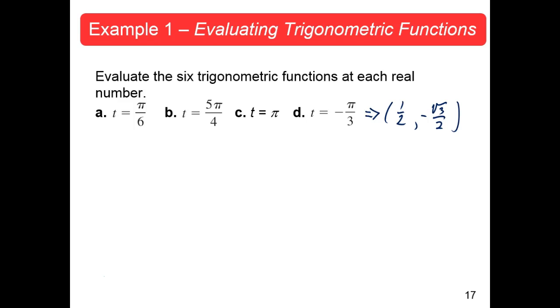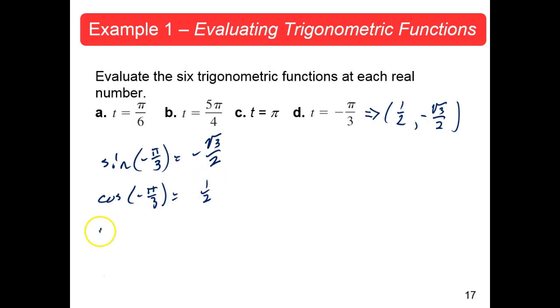So what's the sine of negative pi thirds? Negative root 3 over 2. The cosine of negative pi thirds? One half, perfect. The tangent of negative pi thirds? Negative radical 3. It's just the ratio of those. The 2's go out. Negative root 3.